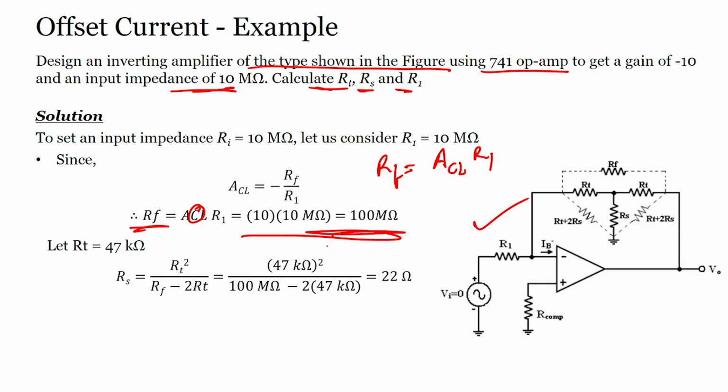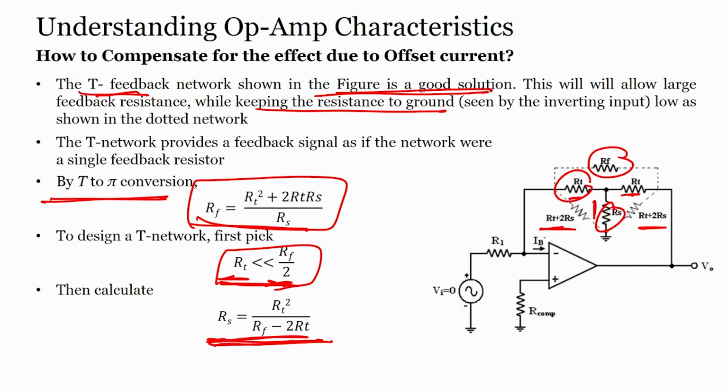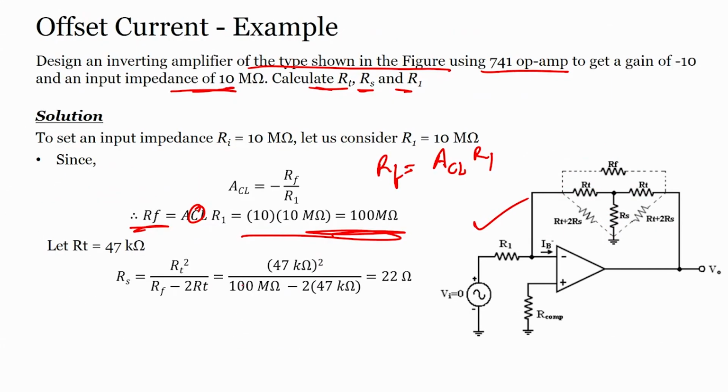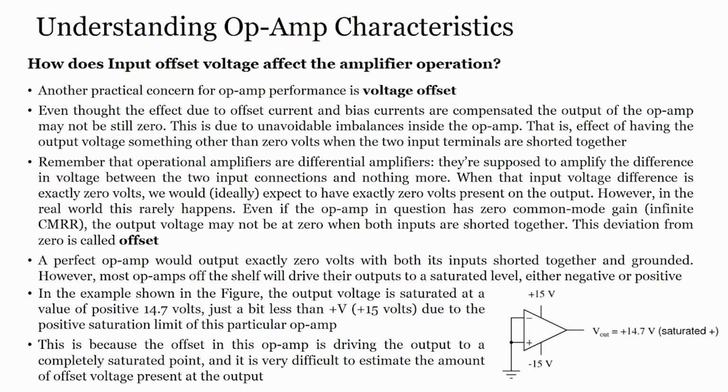Now, let RT be 47 mega ohms, right, because we know that, if you see the last slide, RT is less than RF by 2, right. So, RF by 2 is 50 mega ohm, we have less than 50 mega ohm, very less than 50 mega ohm, let us say RT equals 47 kilo ohms. For that our RS value would be nothing but 22 ohms, right.